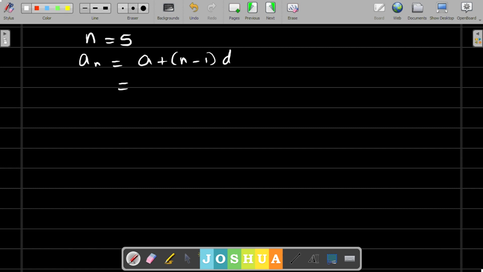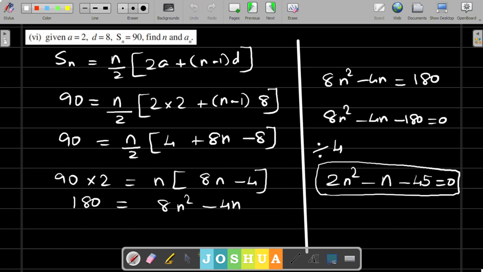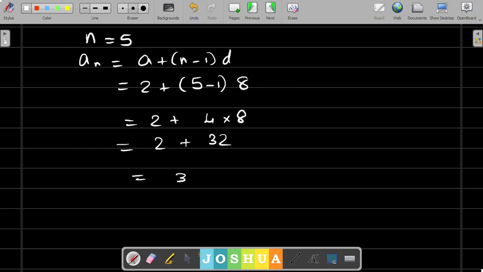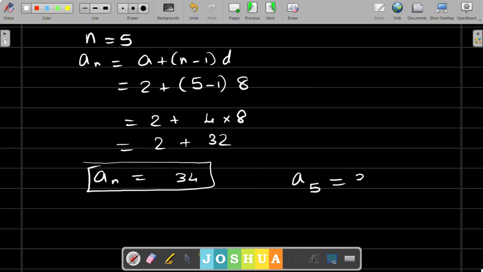And what is the value for a? a is 2, d is 8. I am substituting the values here. a is 2 and n value is given, 5 minus 1. We found n, and d is 8. So therefore 2 plus 4 into 8, that is equal to 2 plus 32, that is equal to 34. an equals 34. To give the precise answer, a5 is equal to 34.